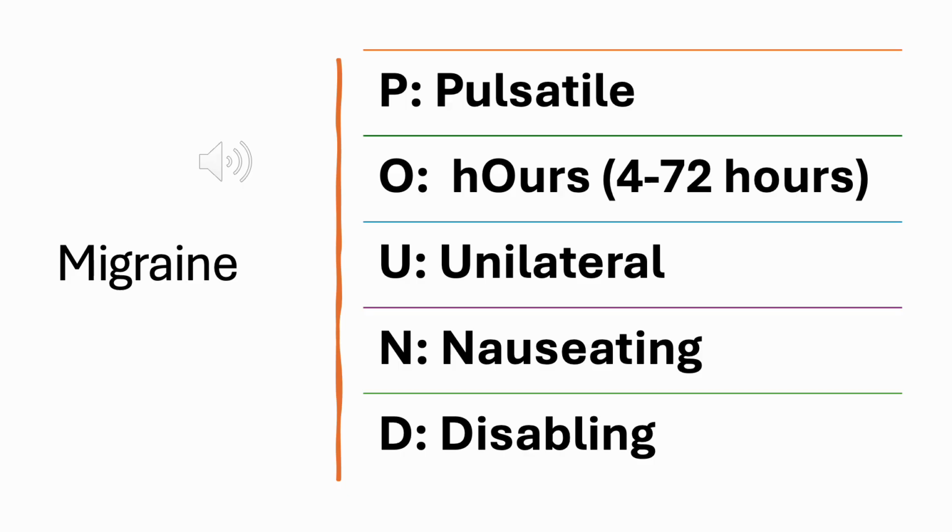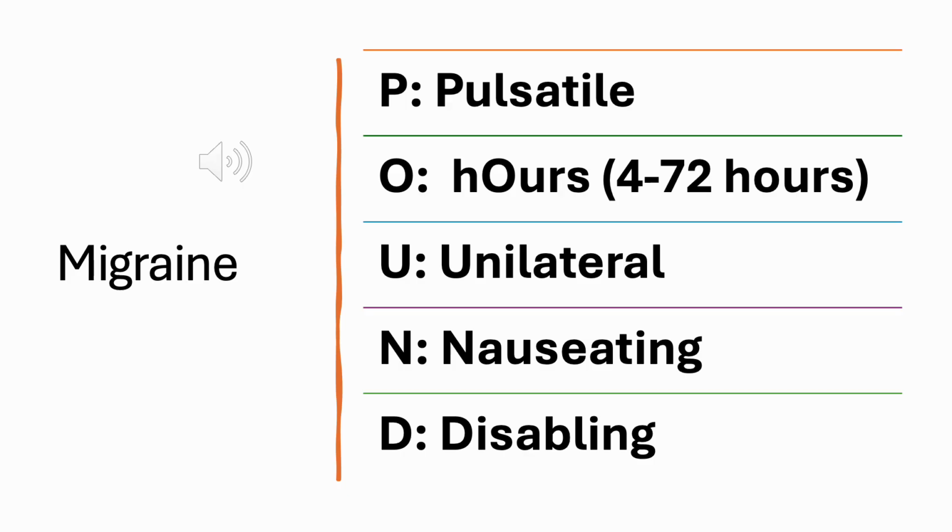Okay, these are the characteristics of a migraine in mnemonic form. POUND is the mnemonic, and you can remember migraine gives me a pounding headache. P is for pulsatile, which means throbbing. O is for the hours, 4 to 72 hours a migraine can last. That's a long time to have a headache. U is for unilateral, so one side of the head. N is for nauseating, which really means they can get nausea and vomiting while they're having a migraine.